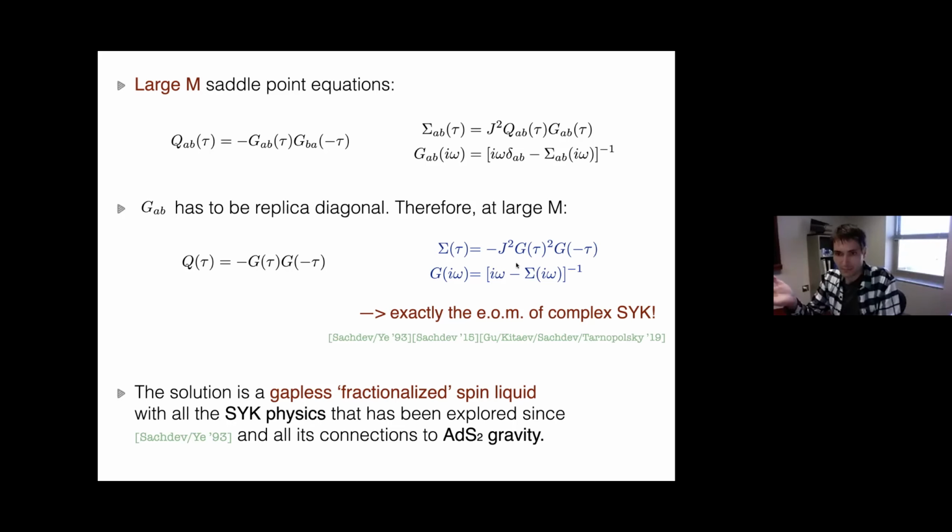So the large M limit of this theory has these well-known equations that have been studied since the Sachdev paper, and of course in recent years in the context of holography, and they have all the properties that we're interested in, with emergent reparametrization symmetry and connections to gravity and so on. So that's what happens at infinite M. And now we want to understand 1 over M corrections.